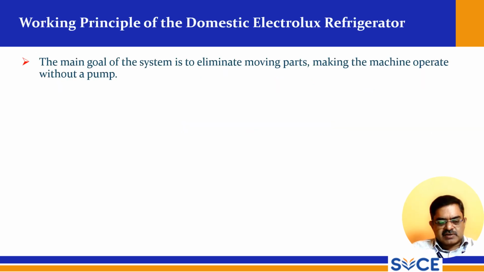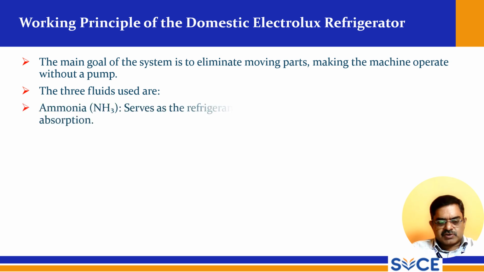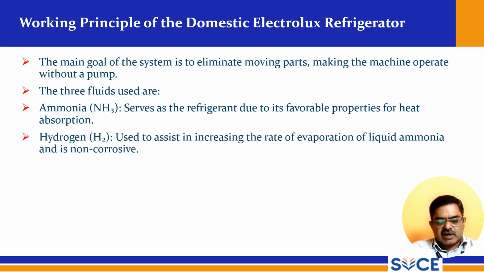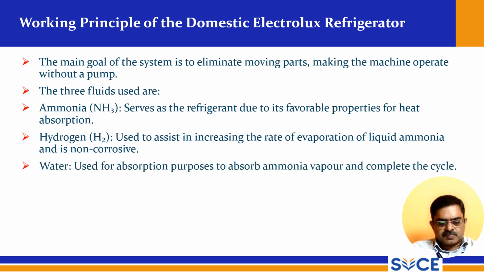Working principle: the main goal of this system is to eliminate moving parts, making the machine operate without a pump. The three fluids used are ammonia, which serves as the refrigerant due to its favorable heat absorption properties, and hydrogen. Hydrogen is used to assist in increasing the rate of evaporation of liquid ammonia and is non-corrosive. Water is used for absorption, to absorb ammonia vapor and complete the cycle. So these are the three fluids used.